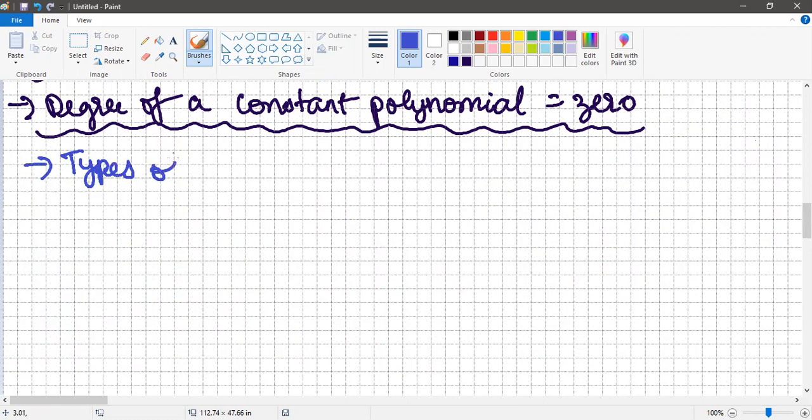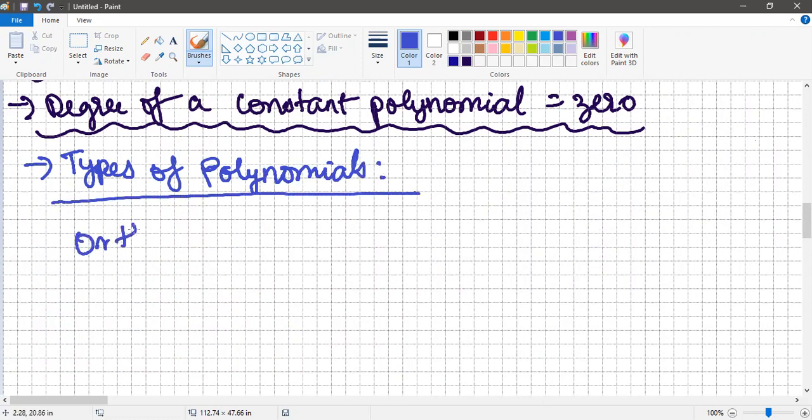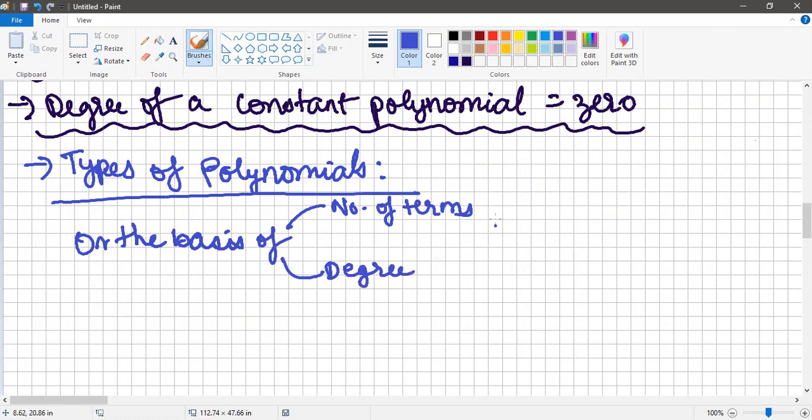We saw types of terms. Now we are saying types of polynomials. Now we classify polynomials on two bases: on the basis of number of terms and the degree. On two bases we classify, sorry, not terms, we classify polynomials.